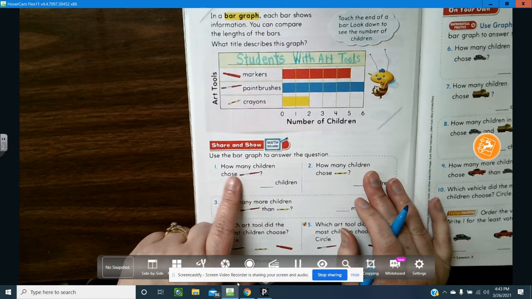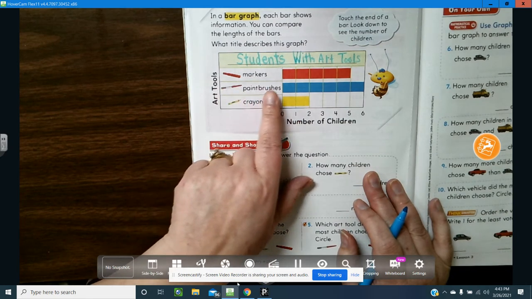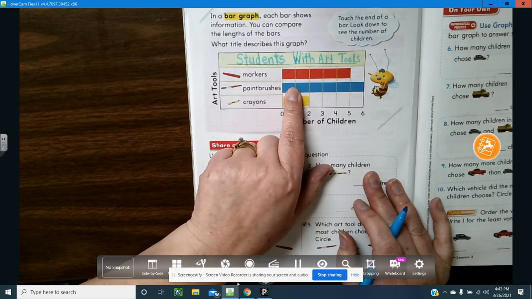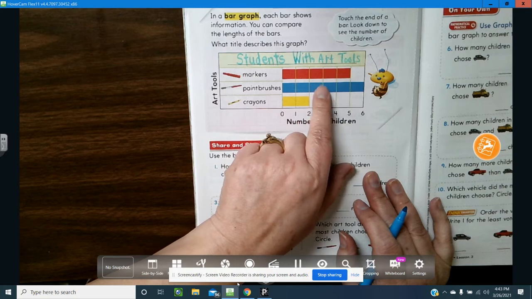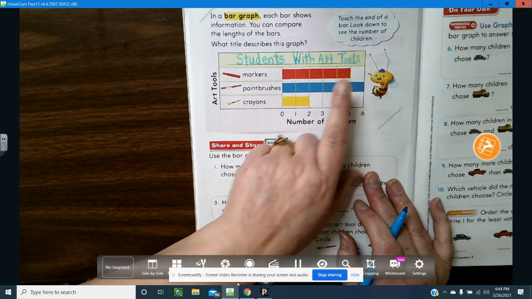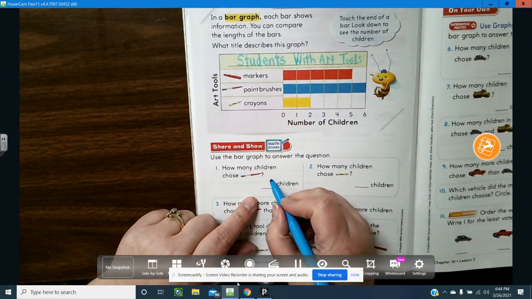So now down here, how many children chose paintbrushes? This is a picture of a paintbrush, so we look up here. Now notice it's not just circles this time. They made a big bar. That's why this is called a bar graph, because it has a big bar. It's like a candy bar laying there that shows how many. There's 1, 2, 3, 4, 5, 6 that shows how many.